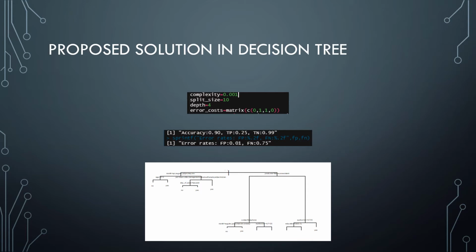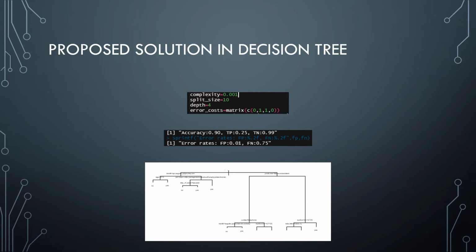Next is split size, which I set to 10. Splitting is a process of dividing one node into multiple sub nodes to create relatively pure nodes. The smaller the split size number is, the more significant the tree that is built.